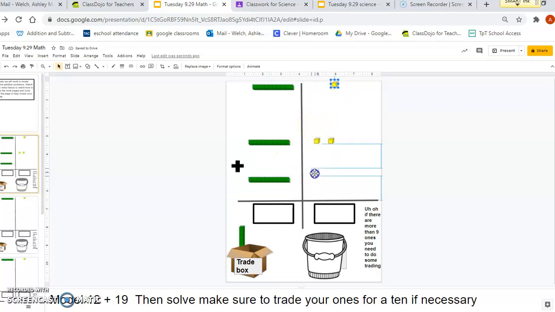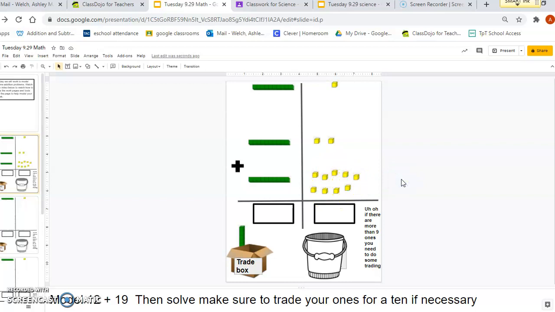So I'm going to drag 1, 2, 3, 4, 5, 6, 7, 8, 9. Okay, so I'm going to check to make sure I have 12. And then I have 19. 1, 2, 3, 4, 5, 6, 7, 8, 9.